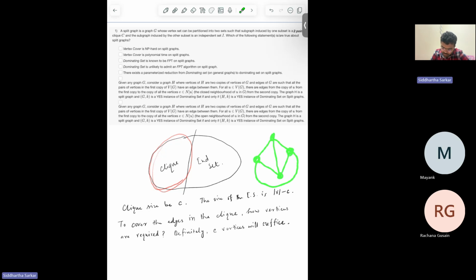The vertex that you have not taken, whatever edges are incident to that vertex are definitely incident to another vertex, and therefore all the edges are also covered because you have taken all the remaining vertices. So 3 vertices will be sufficient to cover all the edges in the clique. So in this case, c minus 1 vertices will also be sufficient.